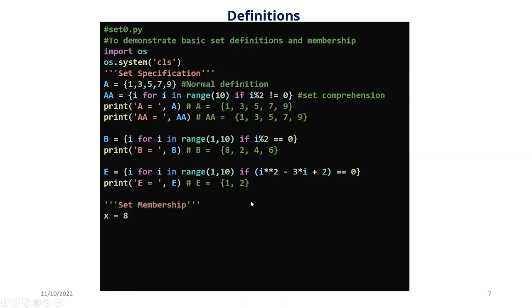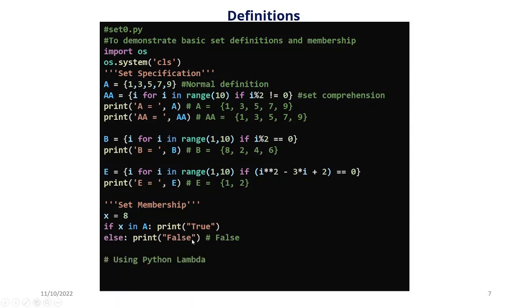Now we talk about set membership. Let's say x equal to 8. We want to know whether 8 is a member of any of the sets here. So we say, if x in A print true, else print false. That's one method we can use to do it, the simple one which we know of.